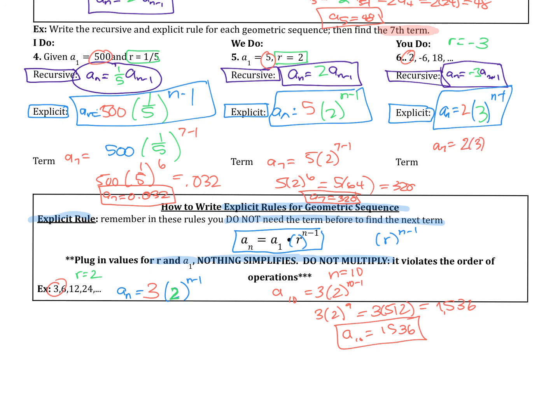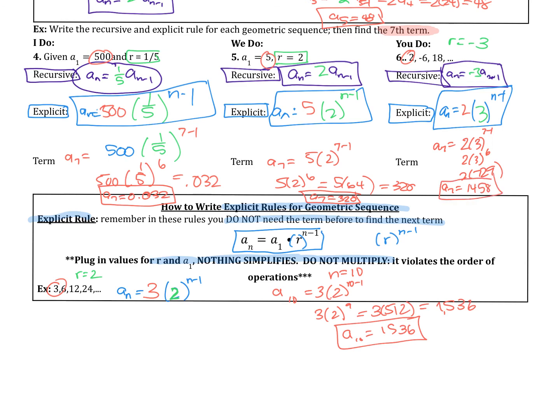All right, well, this would be 2 times 3 to the 7 minus 1, 2 times 3 to the 6th. 3 to the 6th is 729. And remember, it's okay for you to be using a calculator on this. If I multiply 729 by 2, I will get that a sub 7, the 7th term, is 1,458.